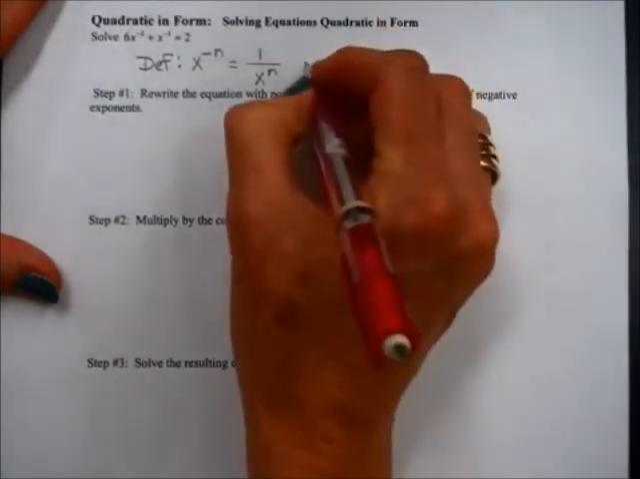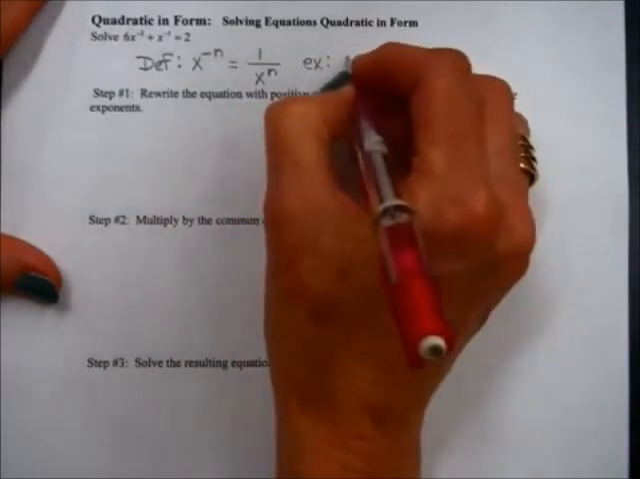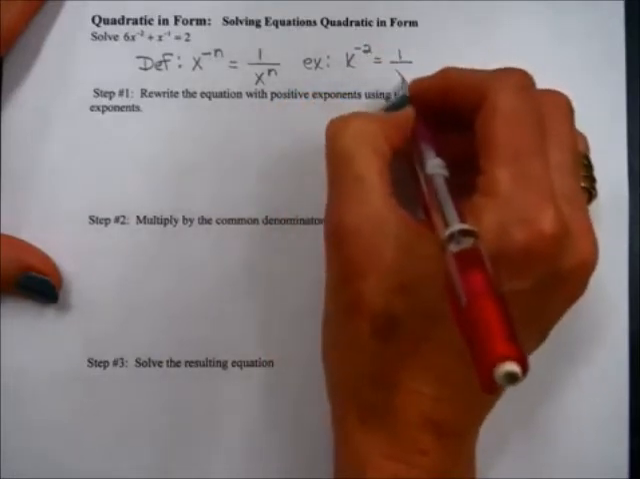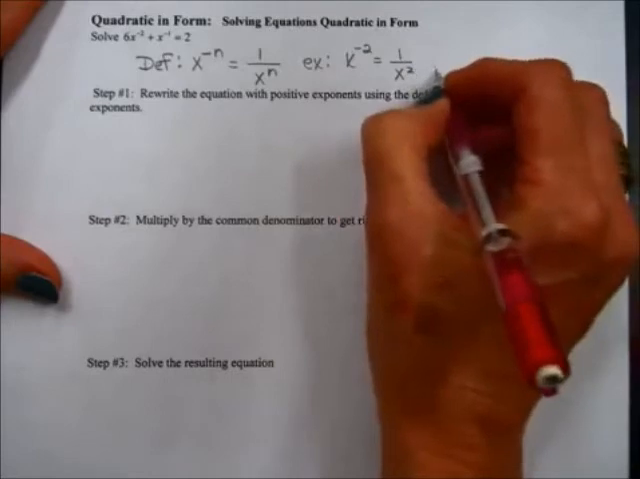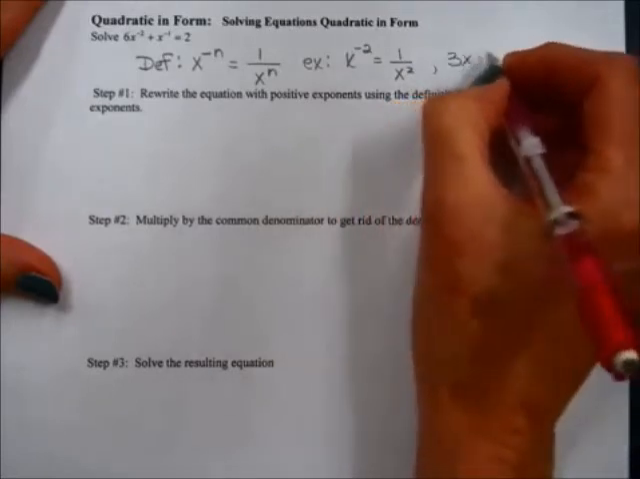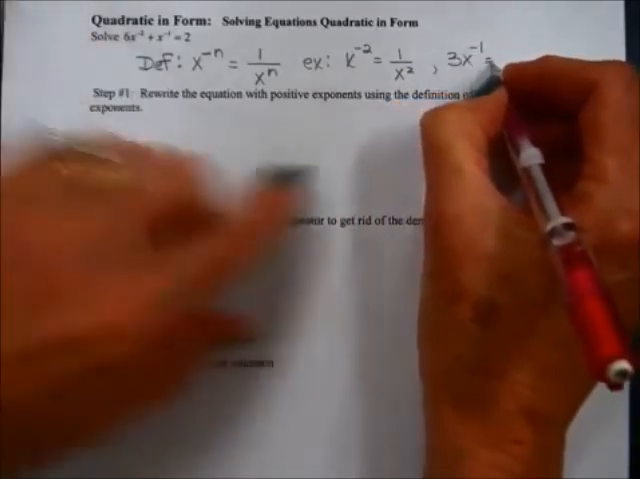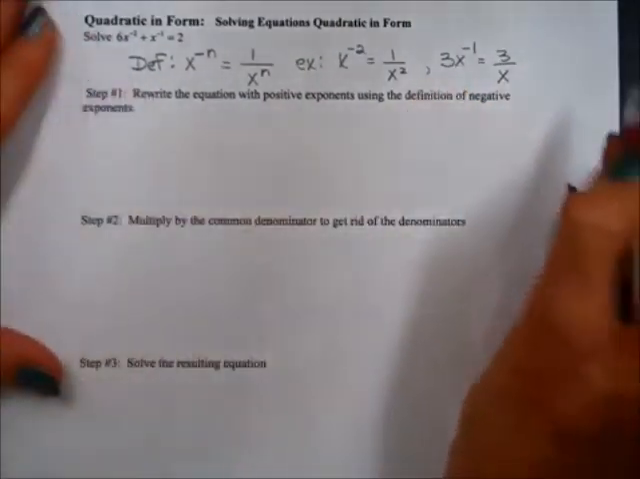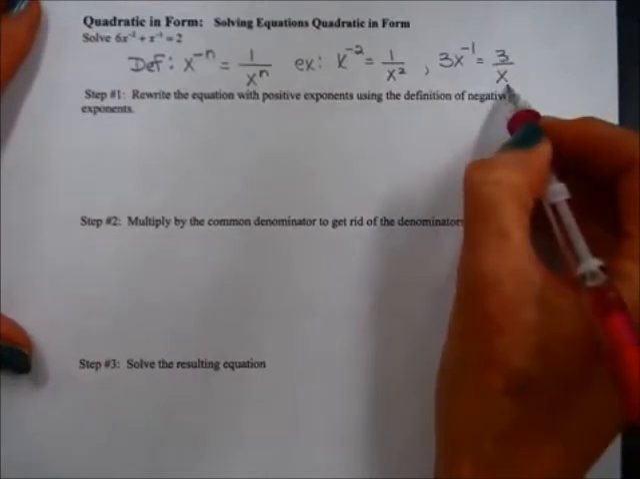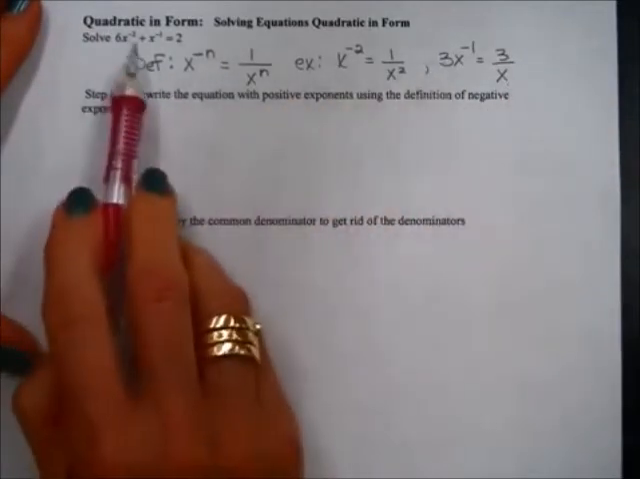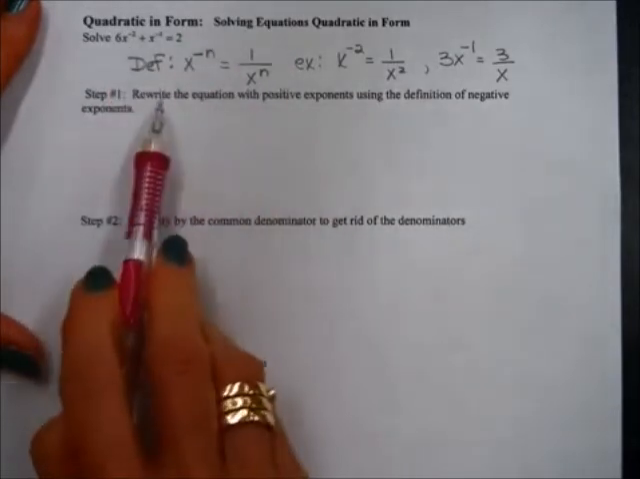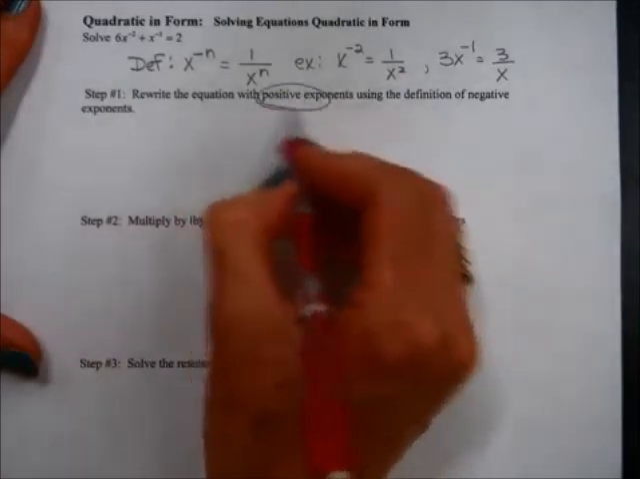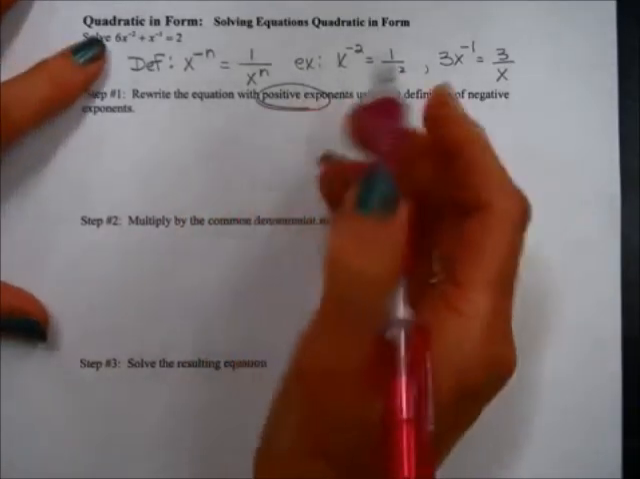So if you have, let's say, x to the negative 2, by definition, that is 1 over x squared. If you have 3x to the negative 1, by definition, the 3 stays on top and the x goes to the bottom, so that becomes 3 over x. We're going to use this definition to solve this problem. Step 1, we are going to rewrite the equation with positive exponents using this definition.